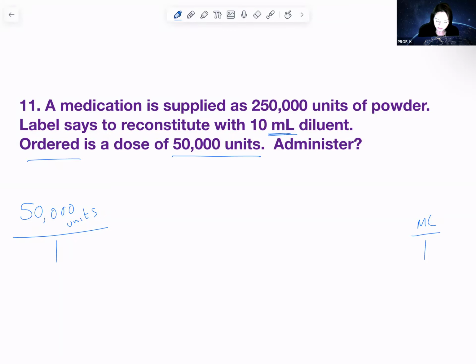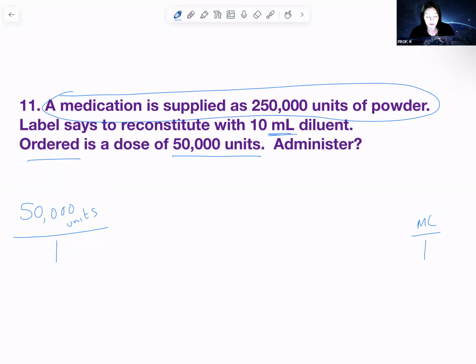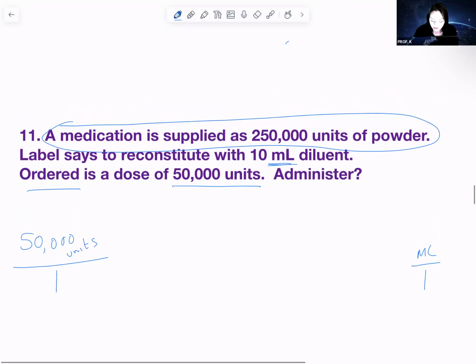So now what does this mean? It's supplied with 250,000 units, and it tells me to reconstitute it. All right. Well, basically what this means is this. They're going to send you a bottle, and it's going to have powder in it. And it's going to say 250,000 units of powder.